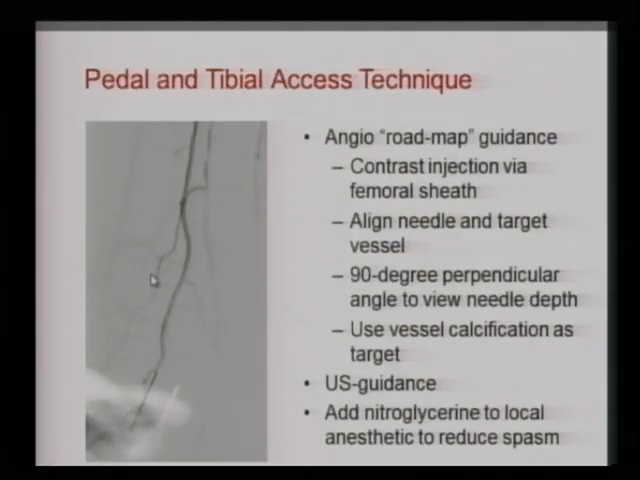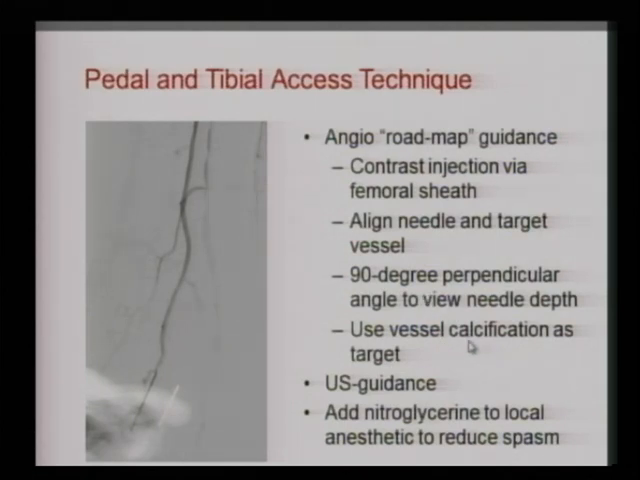This is the typical setup where you usually have antegrade common femoral artery access, and then access retrograde through a pedal or tibial artery approach as well. So the way that I usually achieve access, there are a variety of different ways to image your target and to gain access. The most common one that I use is actually angio or road mapping guidance, where we're doing some contrast injections via a femoral sheath in the ipsilateral limb. You can then align your needle with the target vessel in one view and then use a 90-degree perpendicular view as you're introducing the needle to view the needle depth in relationship to the target.